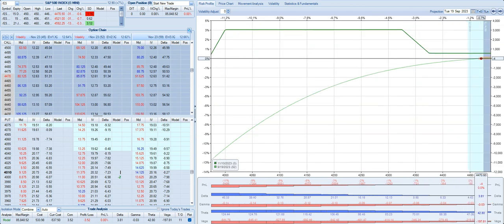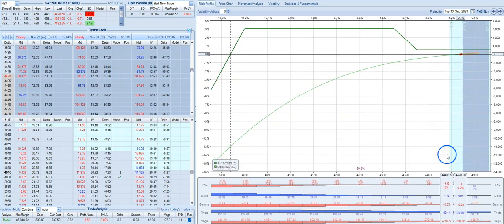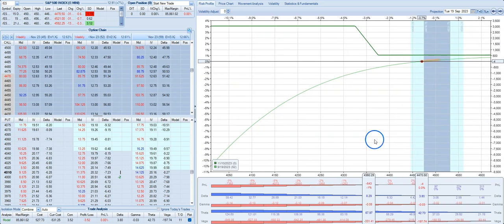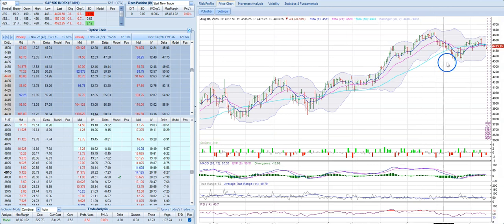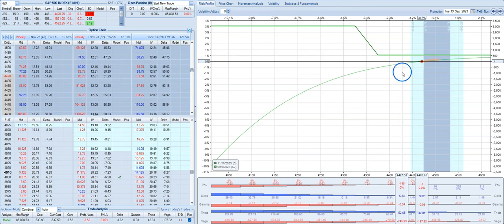Now from here we have a couple of potential outcomes. Outcome number 1, as we talked about, if we don't take out 43.50, the market kind of comes down to maybe 4,400, makes another higher low, and then continues to trade higher. We only get to keep whatever we collect up front.